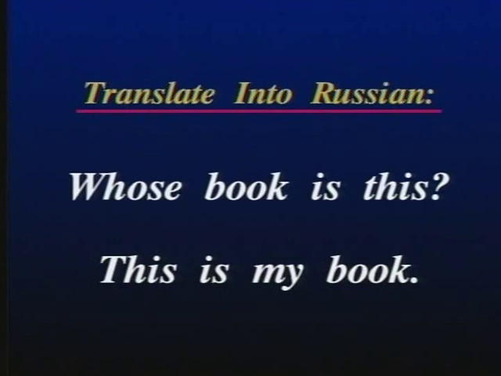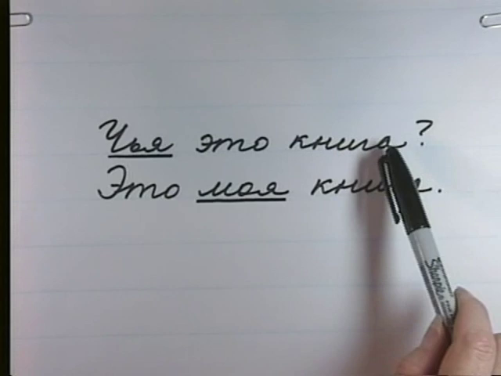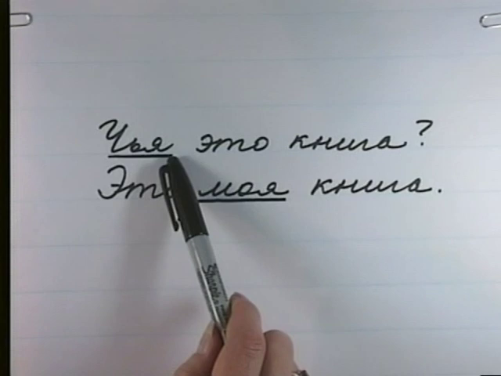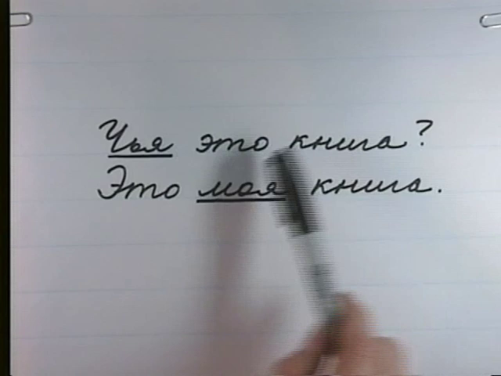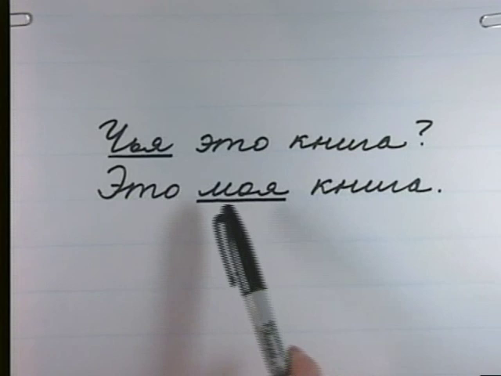Ну, хорошо. So, let's see what you came up with. So, whose book is this? Чья это книга? We are asking about книга, and you know, книга is a feminine noun, so this is the interrogative modifier that you should use. Чья? Whose? Чья это книга? And we say, this is my book. Это моя книга. We are still talking about книга. So we're using the feminine form of this modifier.